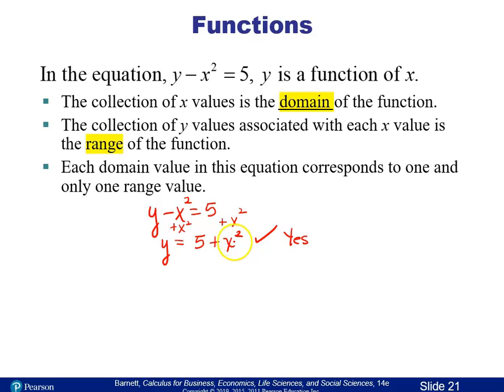So the values that we would put in for the x, those would be the domain or the input, and the values that would come out of it would be the range or the output.